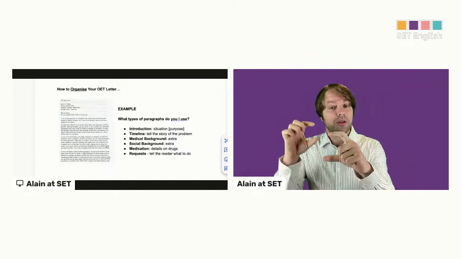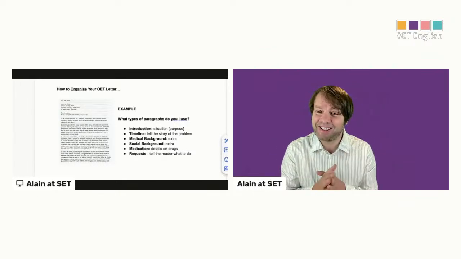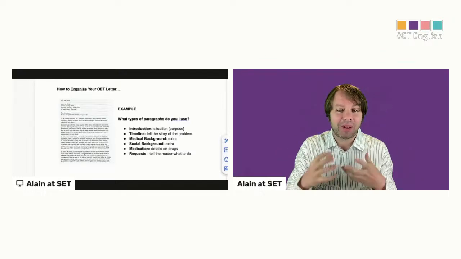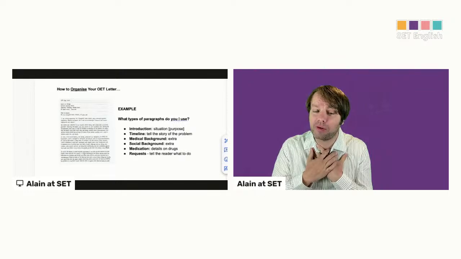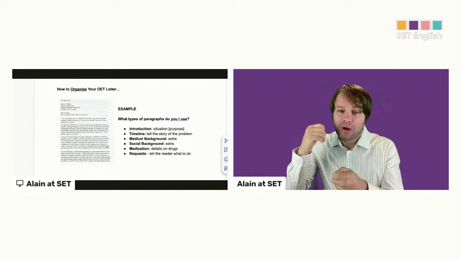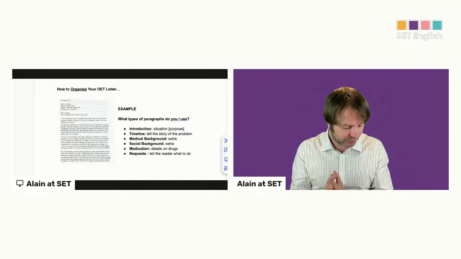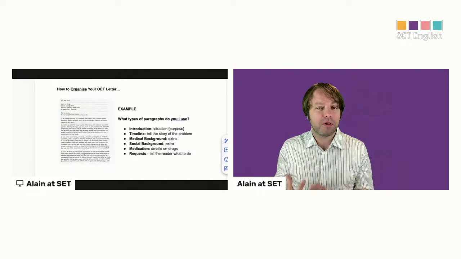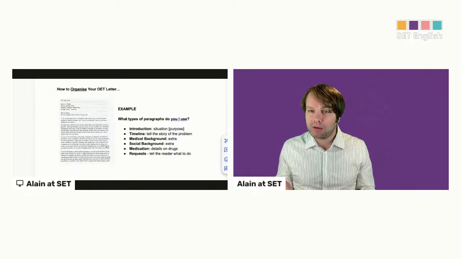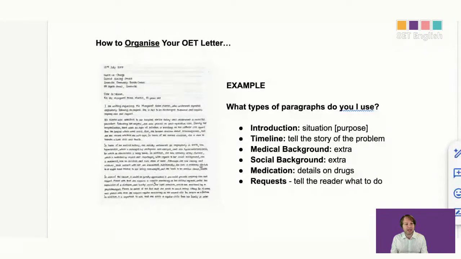There is no set way. Okay, I'm from a school called SET English, right? So set. Well, there is a set way. Our school does have a way, but there is no sort of automatic way to organize your letter. Okay, so when I explain that to students, they often say to me, Alan, okay, what should I do? If there is no set way, what should I do?